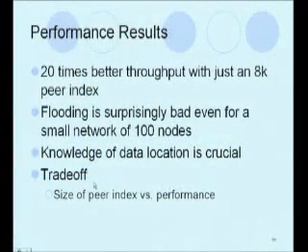So the lessons from these experiments is that you can get up to 20 times better throughput using just an 8K peer index per node, which is very important. And flooding is surprisingly bad. We didn't expect flooding to be that bad in just 100 nodes. And what we can say is that knowledge of where your data is very crucial in doing distributed query processing in such environments. And there's a clear trade-off between the size of the peer index and the performance of query processing. Yeah?